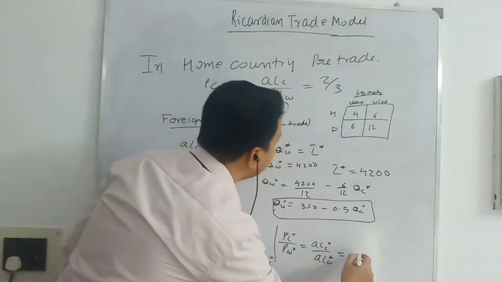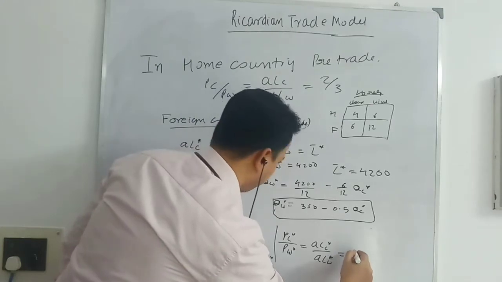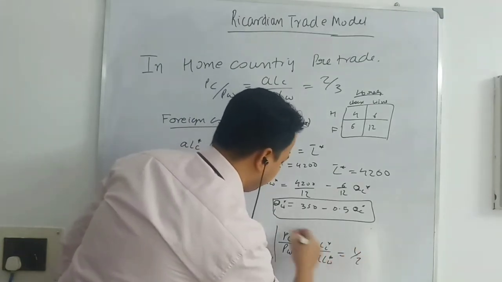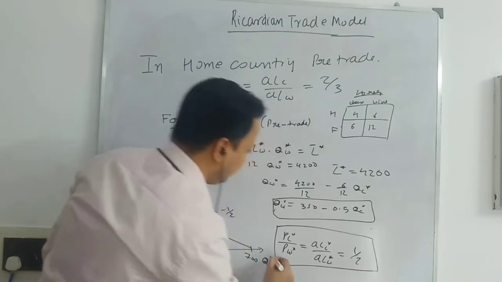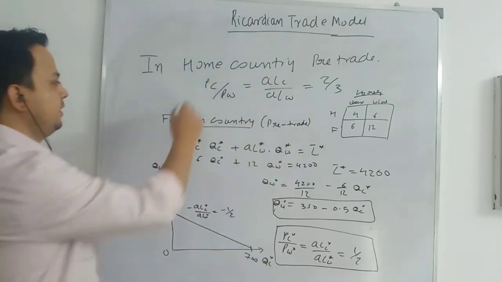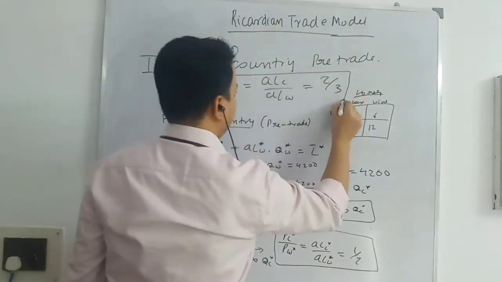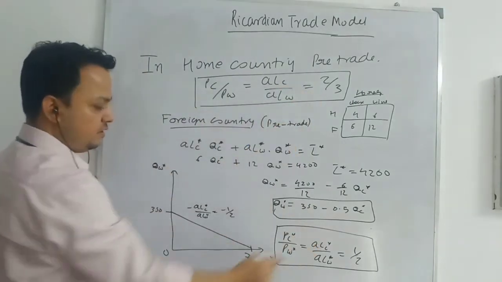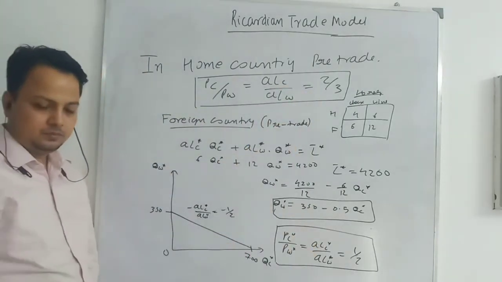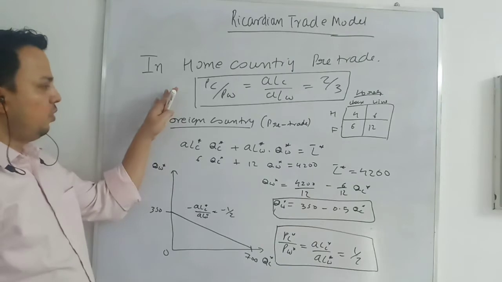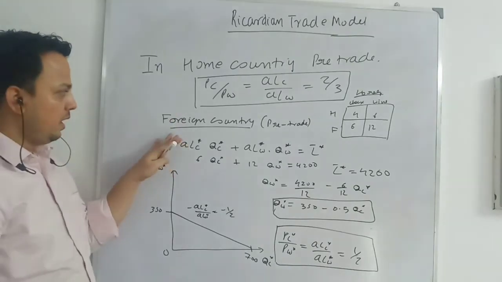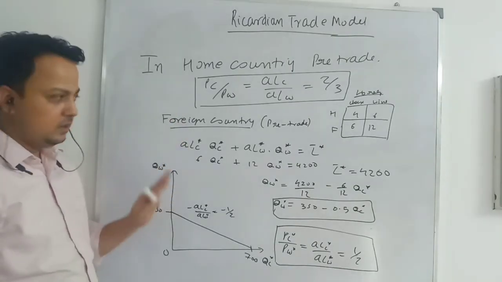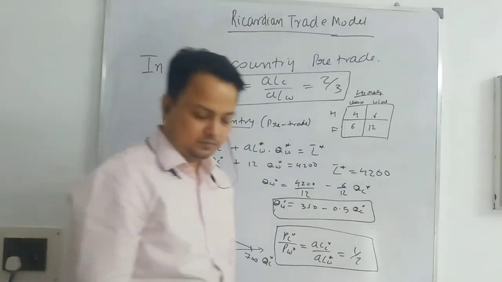And this will be equal to 2/3. Oh, sorry, 1/2. In the foreign country, it is 1/2. In the home country, it is 2/3, or 0.66, and this is 0.5. So we have looked at the home country pre-trade situation and the foreign country pre-trade situation. Now I am going to introduce trade.